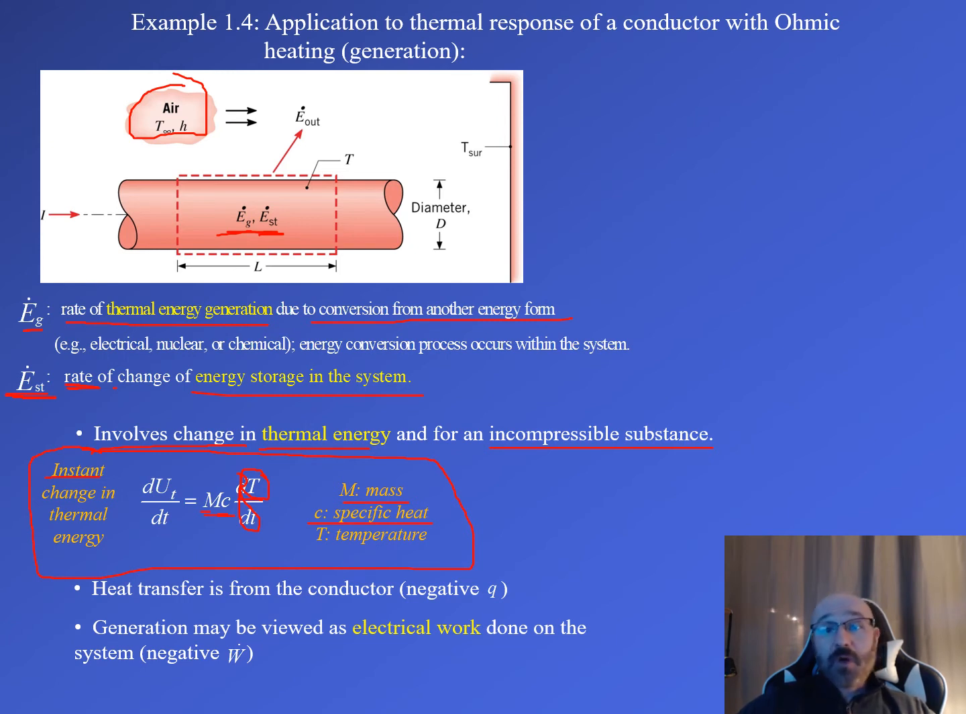And then what do we know about this? Well, the heat transfer is from the conductor, our negative Q. And generation may be viewed as electrical work done on the system, or a negative W dot. So there's our Q and our W dot. And this again, our Q and W dot, if you recall our other governing equation right there, that was for an instant change in thermal energy.